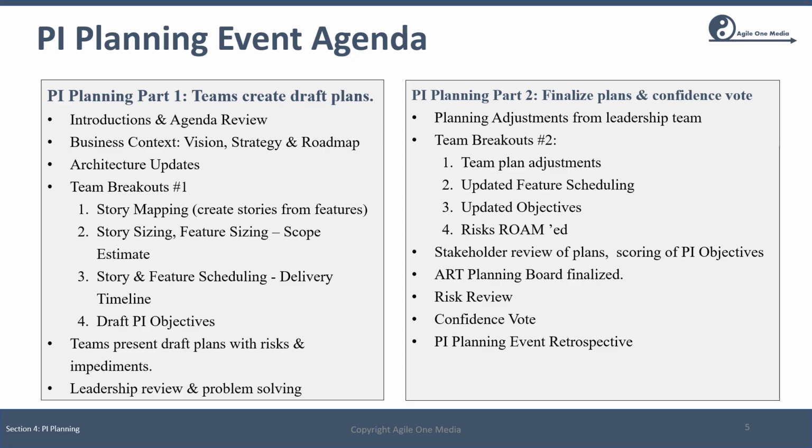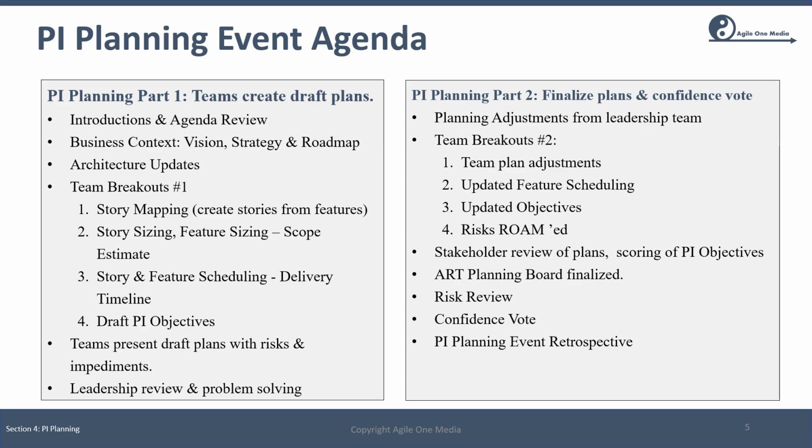In part two, the leadership will first of all communicate any planning adjustments. These may be things like help with risks, impediments, priority changes, scope changes, or additional development capacity needed to address any major scope shortfalls. Teams will then break out again to incorporate these adjustments and reflect these in updated plans. That is, feature scope and scheduling, updated PI objectives.